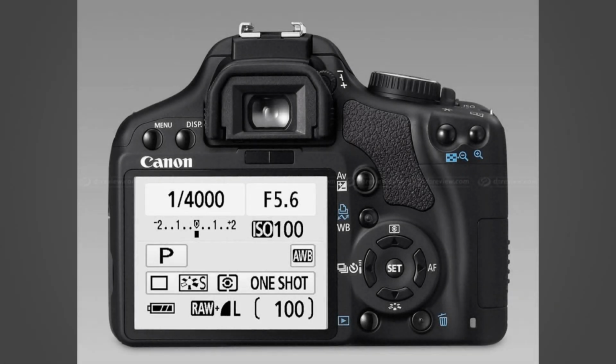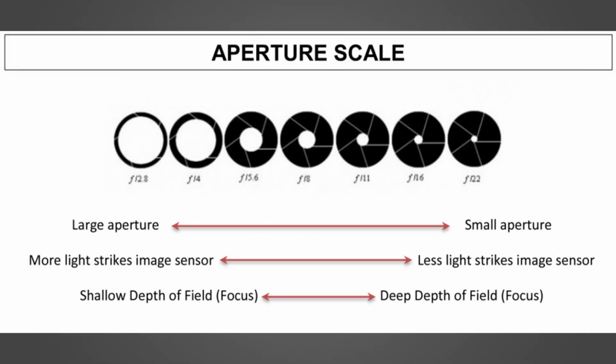Now let's talk about aperture specifically. Aperture is measured in f-stops. The f-stop refers to the size that the hole in the lens opens up to. On your camera, you will see the letter F followed by a number. This chart is very important to learn, so let's go over it.